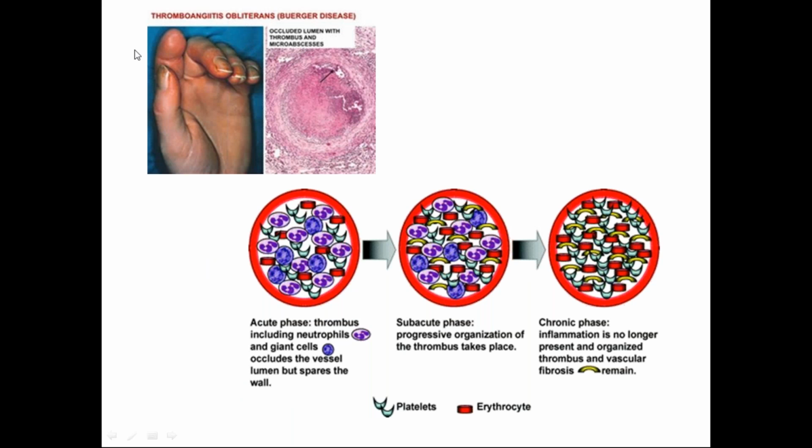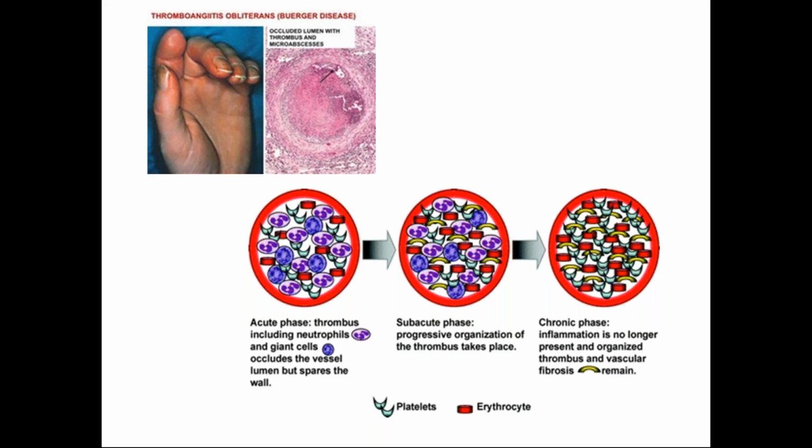So this is Buerger disease. Most likely it is looking like a Raynaud's phenomenon. So these are the things. Acute phase, neutrophils, giant cells, etc. come, but spare the vessel wall. So why is it sparing the vessel wall? As I said before, it is an anti-endothelial process of the vessel, that is, anti-endothelial antibodies and other things.